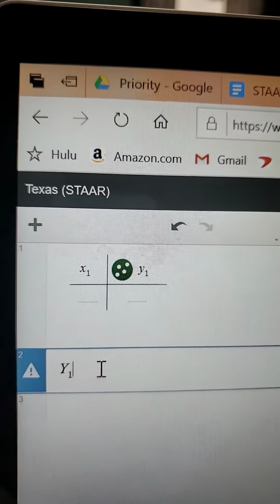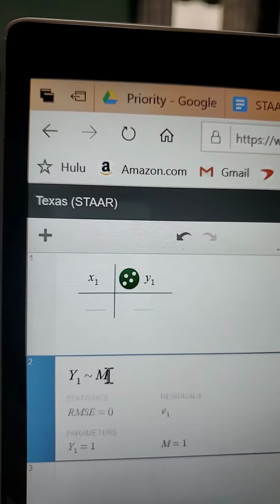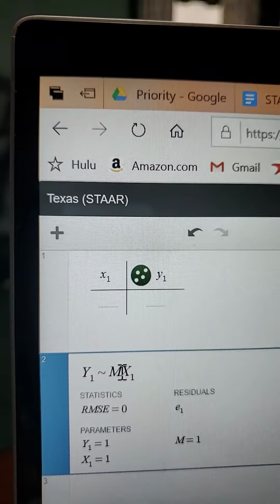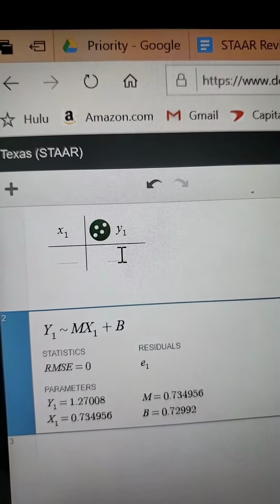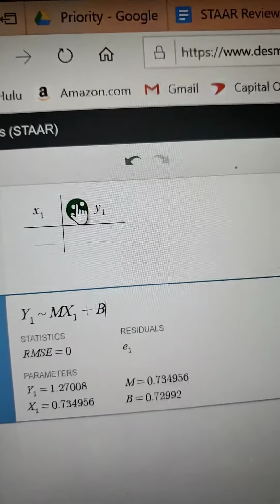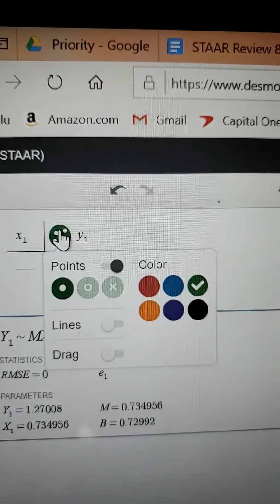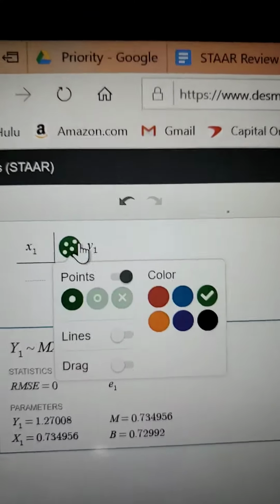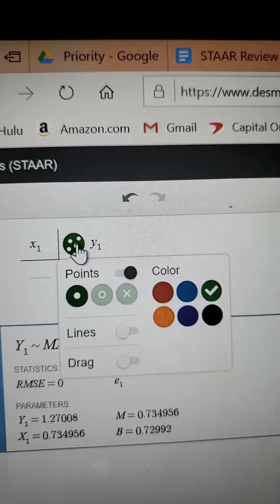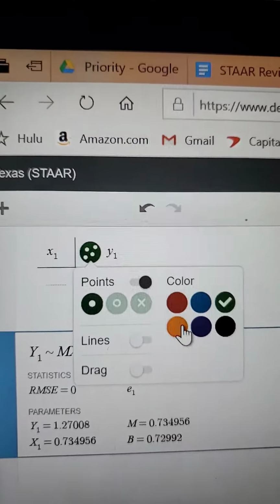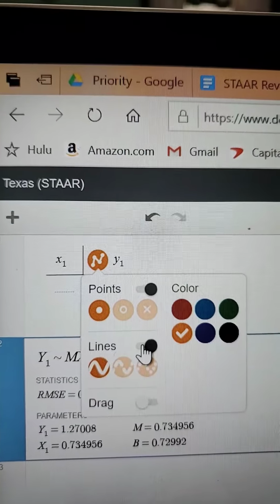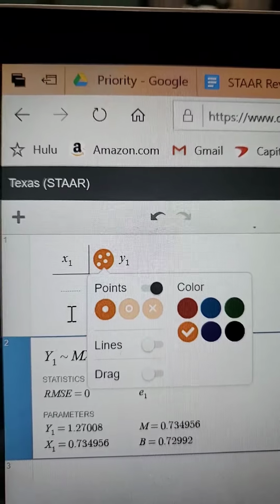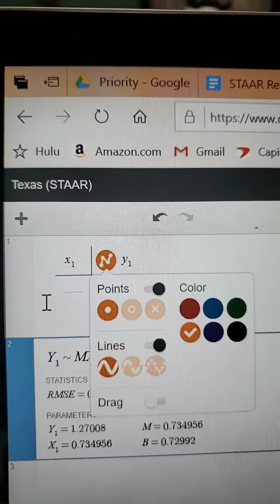So y1 squiggly line mx1 plus b. Yes, I know mine are caps for some reason. Oh, maybe because the caps lock button is on. But whatever. I like to change the colors, so I'm going to press and hold this one until the screen pops up and color it orange. Connect my lines? No, not really. I kind of just want the points, but I like connecting lines because I'm that person.